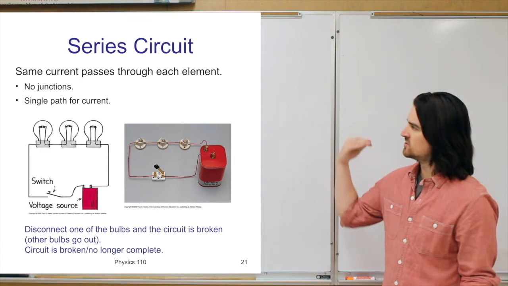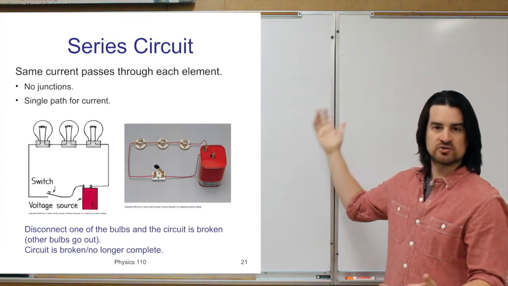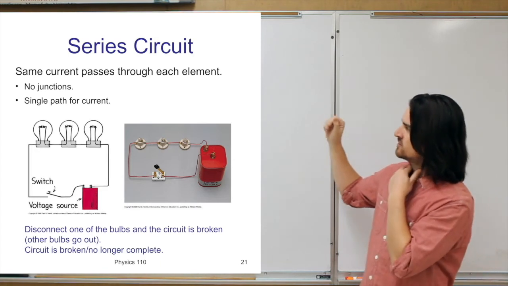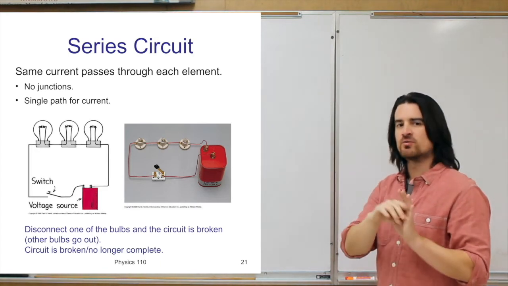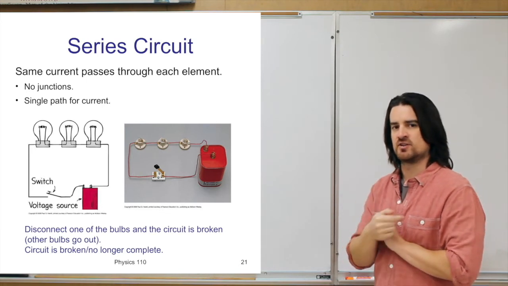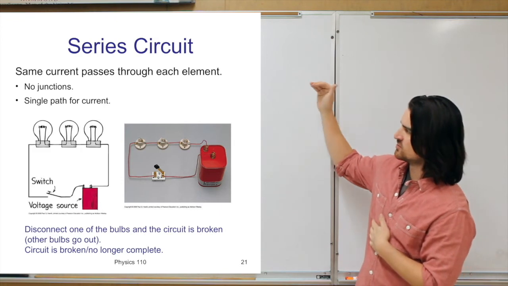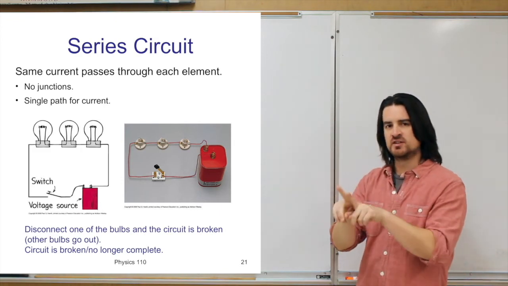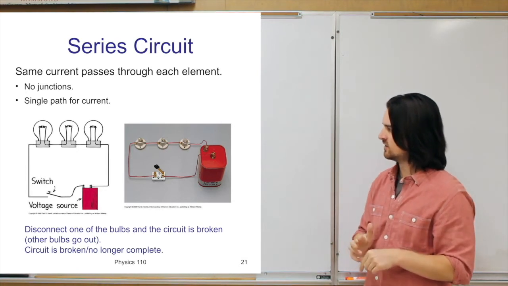Okay, so a series circuit is essentially a circuit, or part of a circuit, could be a loop of a circuit, where the same current is going to flow through every element in that part of the circuit. So that's to say that there's no junctions, there's no splits in your circuit. There's a single path for a current to flow.